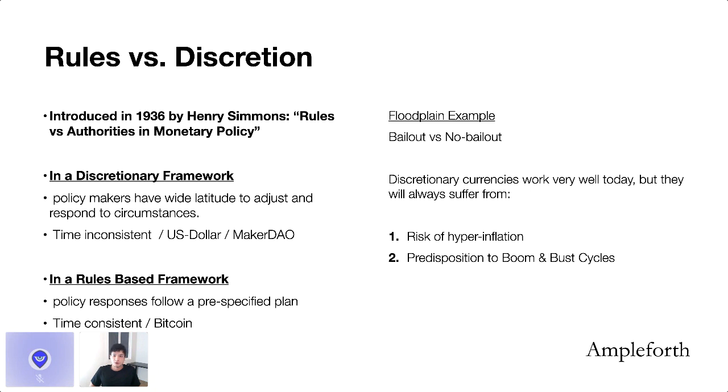But right now, these discretionary currencies in the form of fiat work very well. It's the best that we've ever had. As far as I can tell, their only shortcomings come from an ever-present risk of hyperinflation, though that has not really reared its head in the past couple of decades. It is a possibility. And perhaps more importantly, this predisposition to boom and bust cycles. So these are the two well-known issues with these discretionary systems: risk of hyperinflation and boom bust cycles.